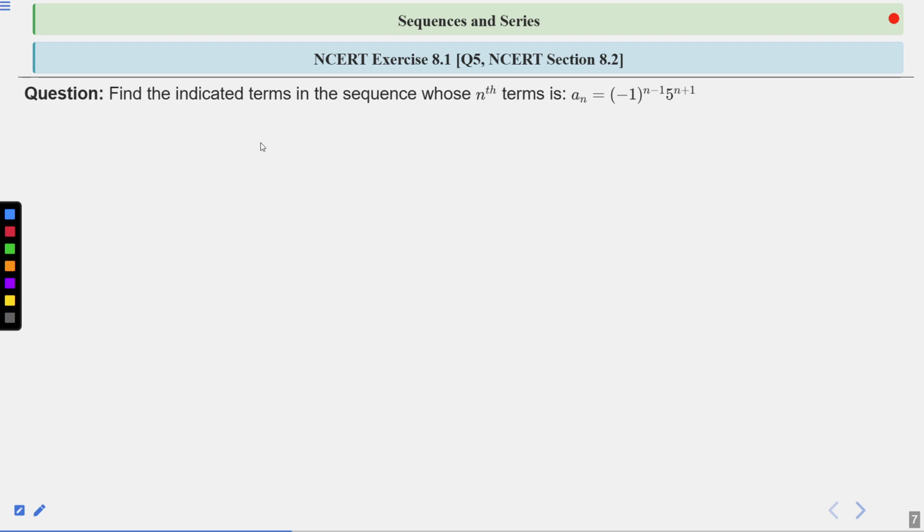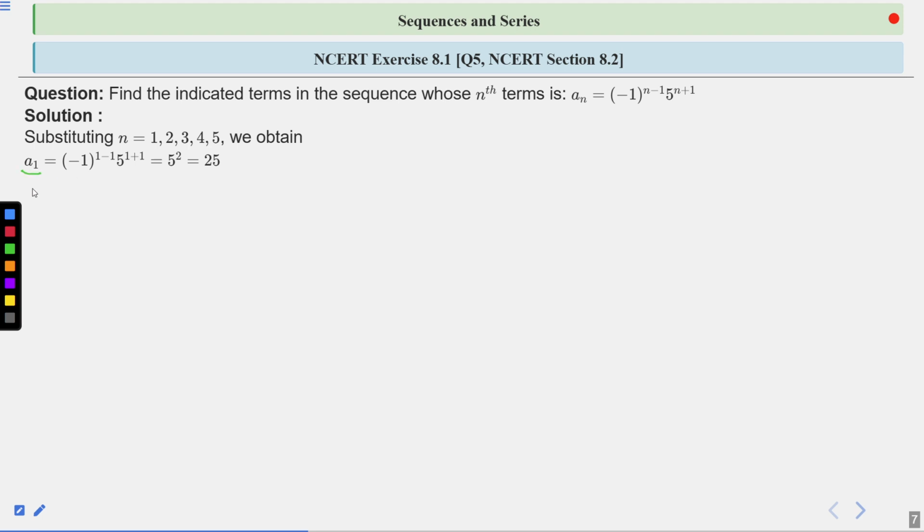Now, in this, we are given this rule: an represents your nth position term of your sequence, given by minus 1 raised to power n minus 1 times 5 raised to power n plus 1. Solution. So just substitute in order to get the first 5 terms, n values as 1, 2, 3, 4, 5.